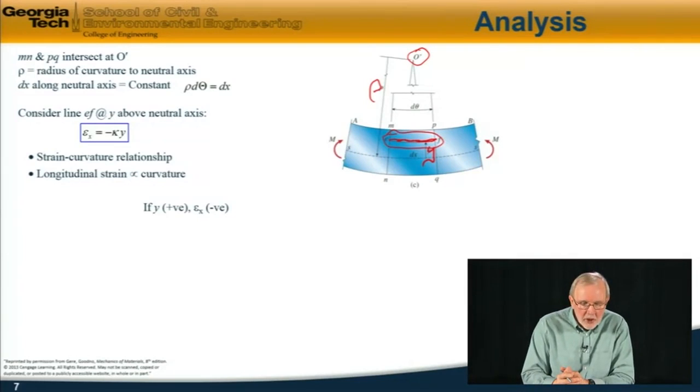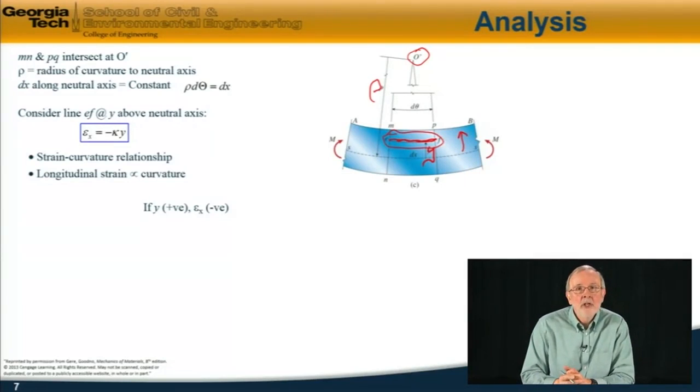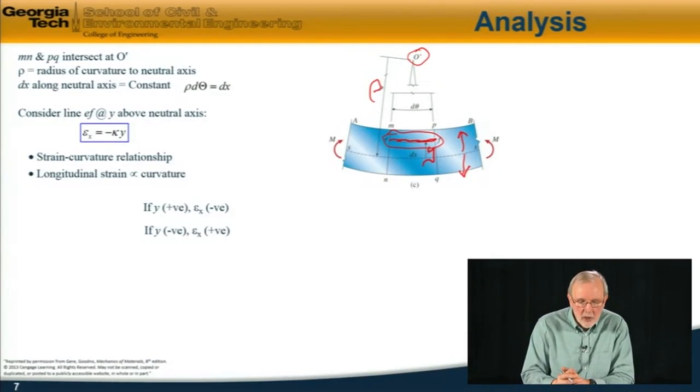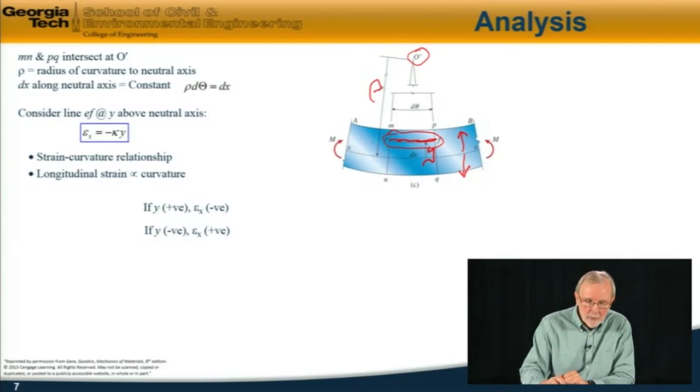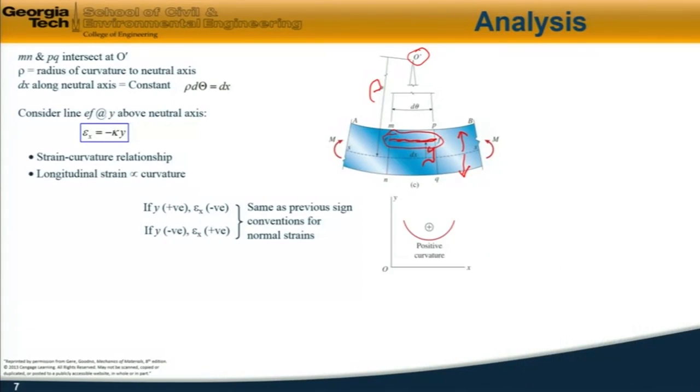And the sign convention: if y is positive, in other words measured upwards from the neutral axis, then the strain is negative, it's compressing. On the other hand, if y is negative, in other words measured downwards from the neutral axis, the strain is positive. And this follows the same as our previous strain conventions for normal strains. So a positive curvature looks like that.